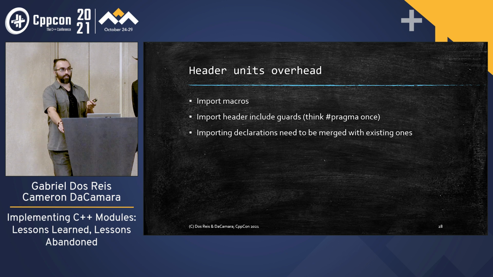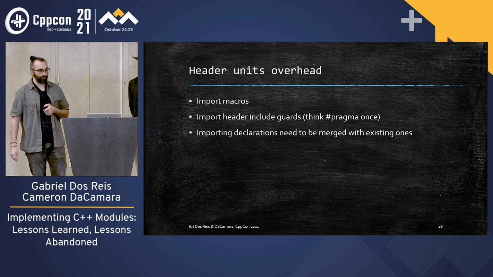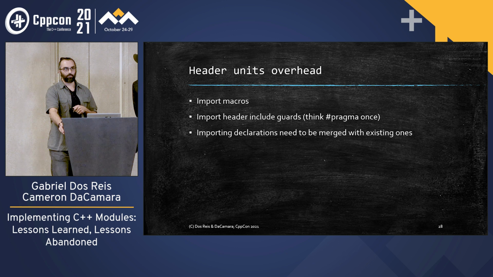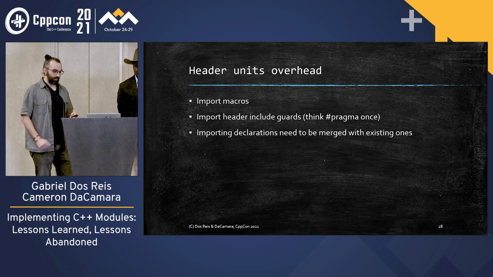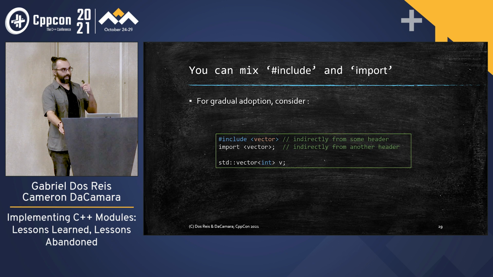And finally, importing declarations from a header unit does something that modules don't have to do. And this is merging declarations with any existing declaration that's already in the translation unit. Because stuff like this has to work. So if I have some header that said hash include vector, so this is the copy and paste textual inclusion of a header, and then later on another header said I want to import vector, and finally in my translation unit I say, hey, I want to instantiate std vector, there are some things that need to happen in the front end to make that work.